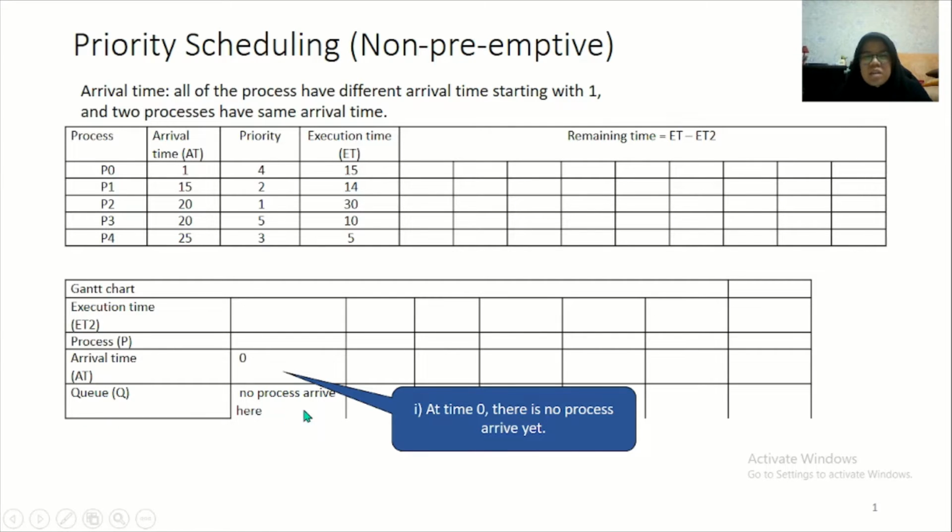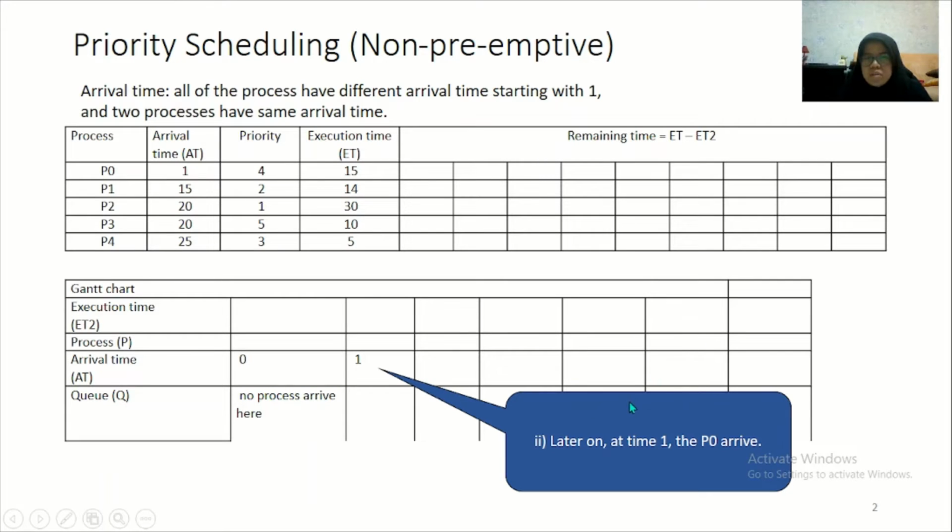First, at time 0, there is no process that has arrived yet. So at arrival time 0, there's no process that will enter, because the given arrival time is only 1. Which means there's no process at time 0. Next, at time 1, P0 will arrive and enter.